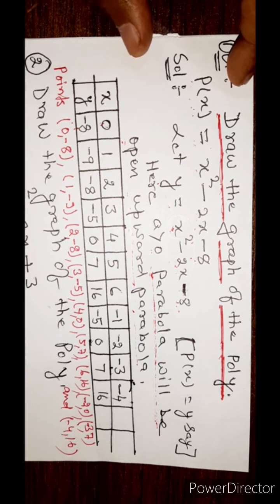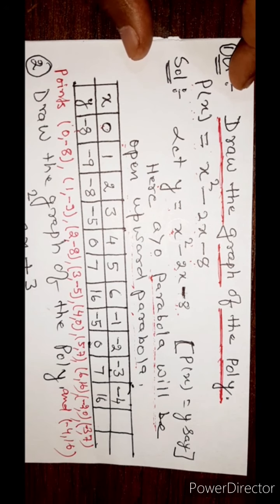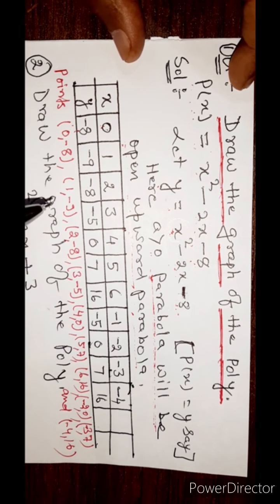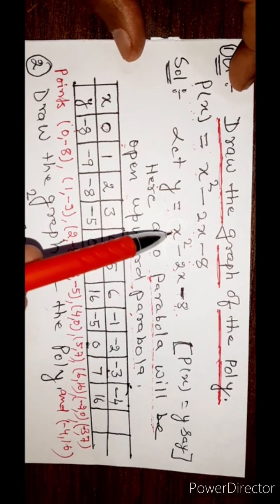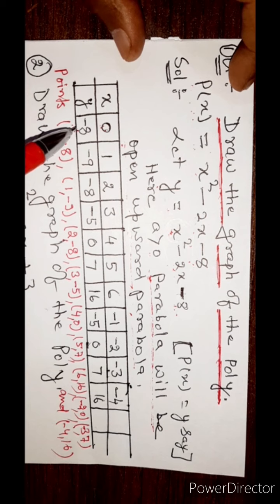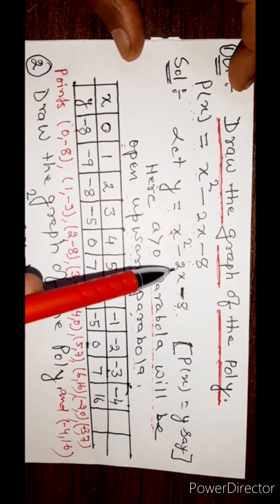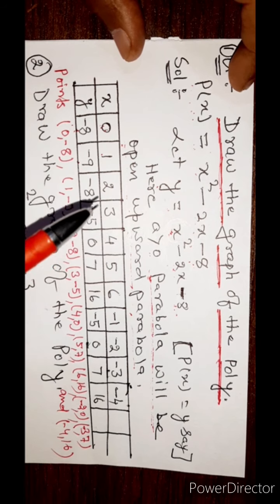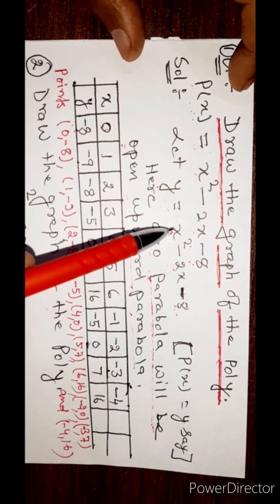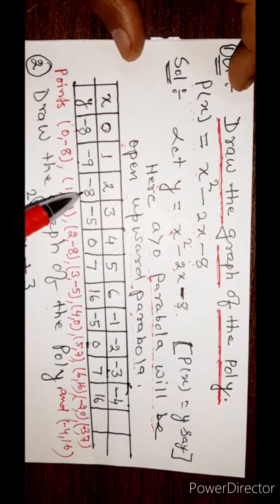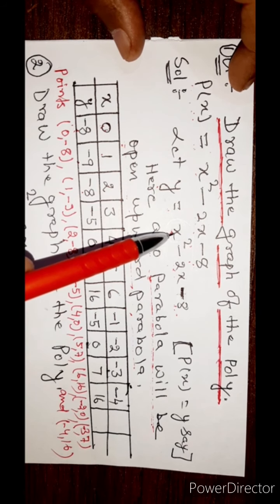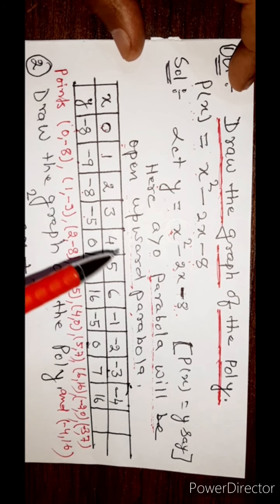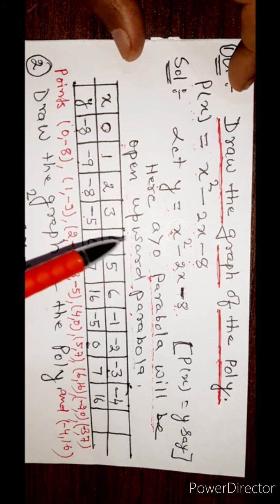So first of all, find some points for drawing the graph. Students, when we put x is 0, the value of y will be minus 8. When we put x is 1, the value of y will be minus 9. After calculation you can check it yourself. When we put 2, the value of y will be minus 8. When we put x is 3, the value will be minus 5. When we put x is 4, the value of y will be 0.